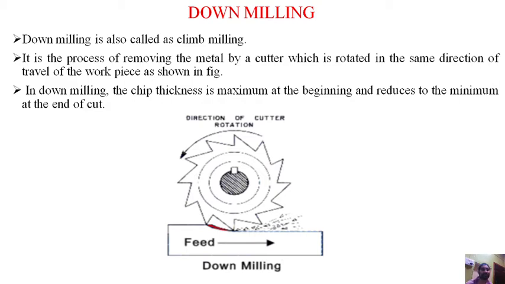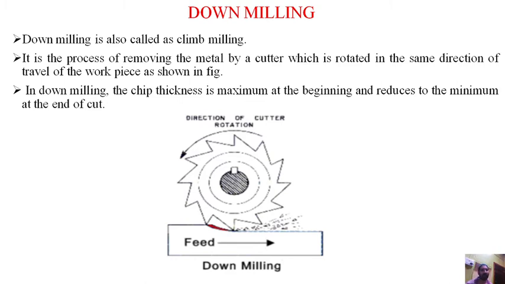So in this process, the metal is removed by a cutter which is rotated in the same direction as the travel of the workpiece. You can see the cutter is rotating in the anti-clockwise direction. So when it comes here, it is parallel to the movement of the workpiece, which also moves in the same direction. So in down milling, the metal is removed by a cutter rotating in the same direction as the travel of the workpiece.